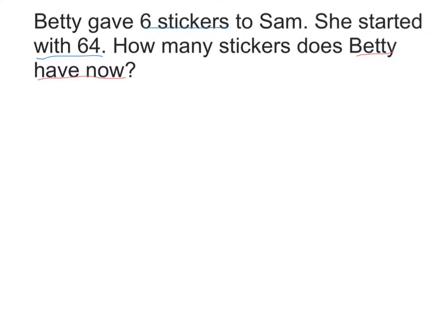Okay, so I'm going to go back. I see that Betty is giving stickers to Sam. And my other verb here is that she started with 64 stickers. And I'm focusing on Betty. Now, this is kind of tricky because it doesn't start with the total, so you can read it differently. Betty started with 64 stickers. Betty gave 6 stickers to Sam. How many stickers does Betty have now? That might sound more familiar. It's just that the part and the whole were written in a different order.